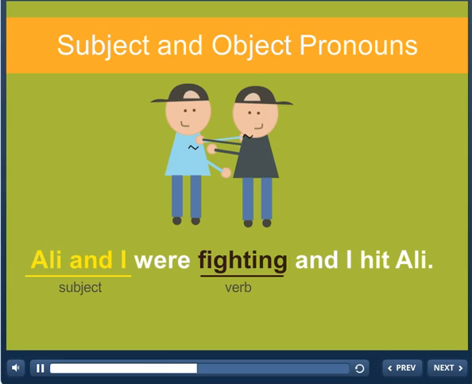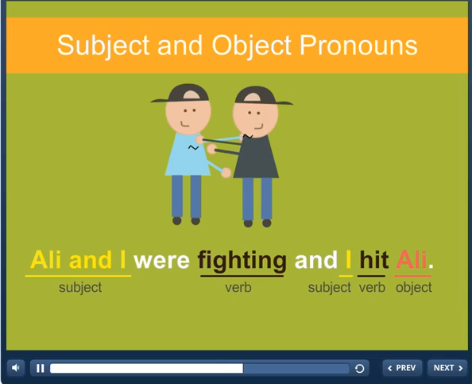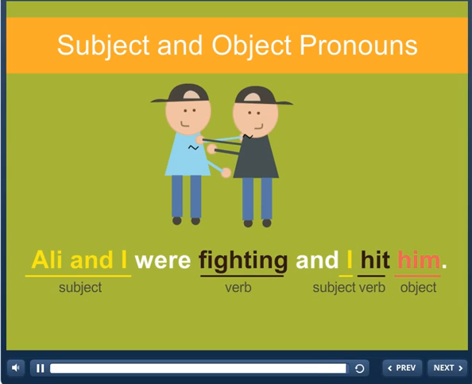I hit Ali. In the second part, hit is the verb, I is the subject, and Ali is the object. That is, the person who receives the action. Because Ali is the repeated word, I need to change the second Ali. The second Ali appeared as an object, so I need to replace it with an object pronoun, him.